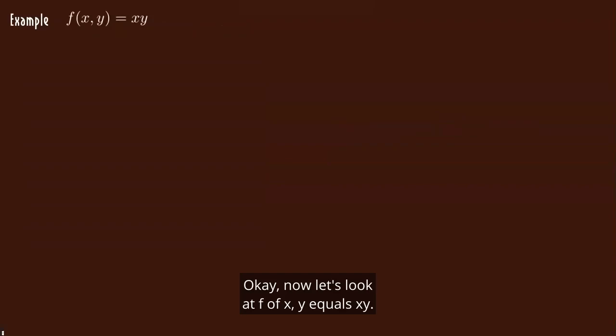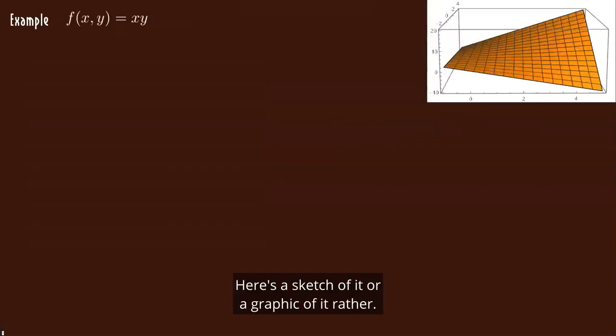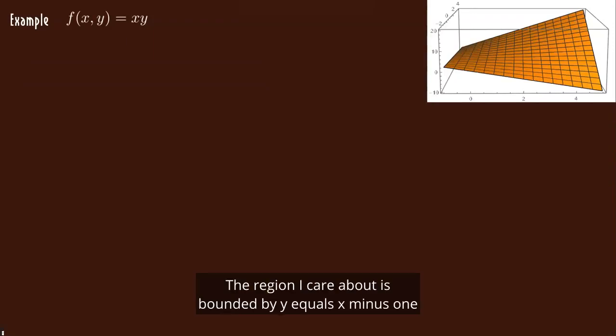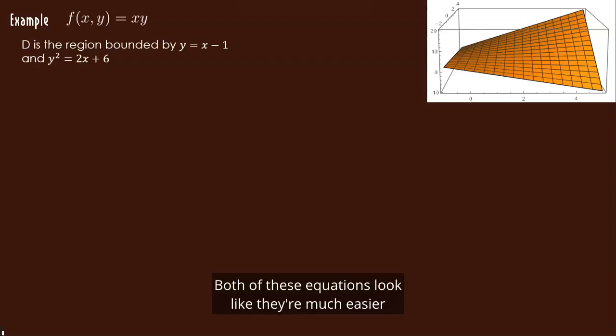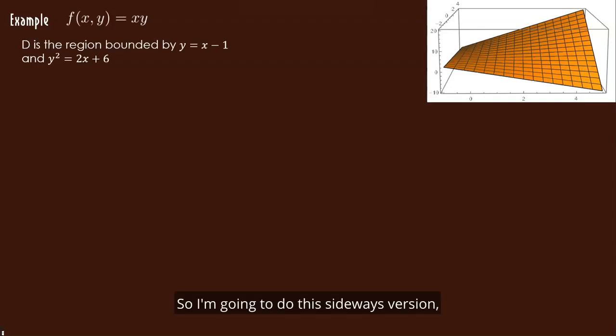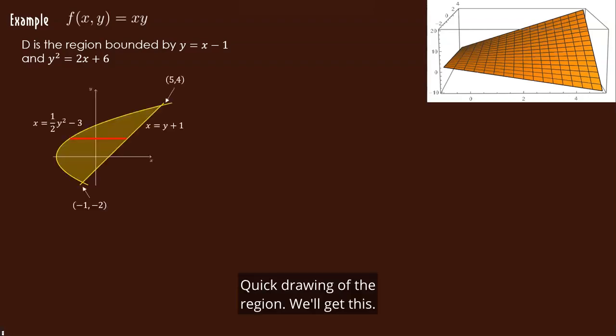Okay, now let's look at f of x, y equals xy. Here's a sketch of it, or a graphic of it rather. The region I care about is bounded by y equals x minus 1 and y squared equals 2x plus 6. Both of these equations look like they're much easier to solve for x than y, so I'm going to do this sideways version, the other version. Quick drawing of the region, we get this.